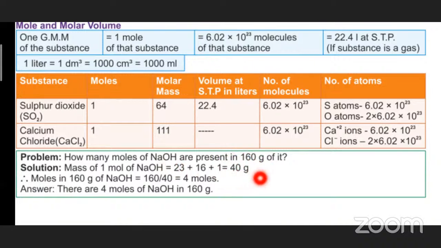If it is 40 grams, it would be 1 mole. But how many grams are given? 160 grams are given. So how many moles? It is simply a cross multiplication. 40 grams is 1 mole. 160 grams is how many moles? Upon cross multiplying, you will get 160 by 40. That is nothing but 4 moles.